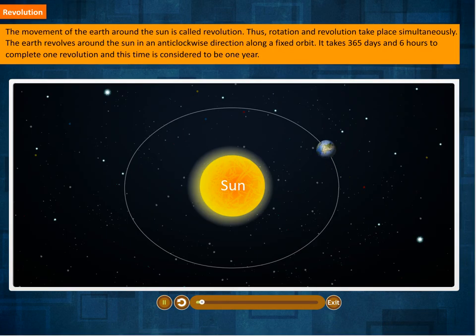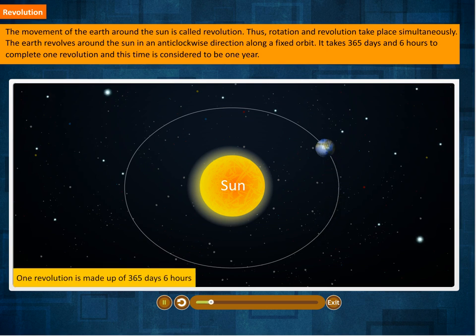Revolution. The movement of the earth around the sun is called revolution. Thus, rotation and revolution take place simultaneously. The earth revolves around the sun in an anti-clockwise direction along a fixed orbit. It takes 365 days and 6 hours to complete one revolution, and this time is considered to be 1 year.